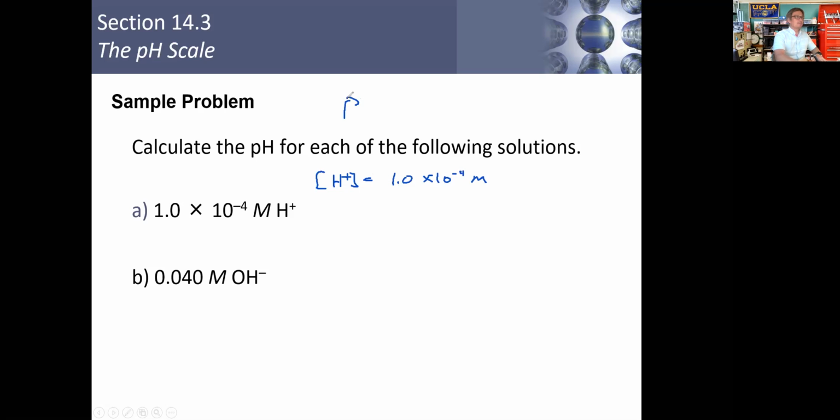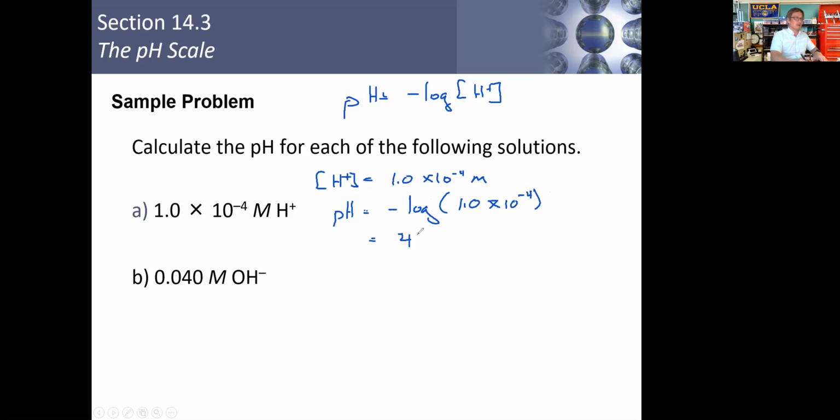Real quick, the pH again is the negative log of the hydrogen ion concentration. So it's plug and chug at this point, folks. The pH is going to be the negative log of 1 times 10 to the minus 4. Most of you can do this in your head. If you take the log of 1 times 10 to the minus 4, that's negative 4, so you have to take the negative of that. The pH here is going to be 4.